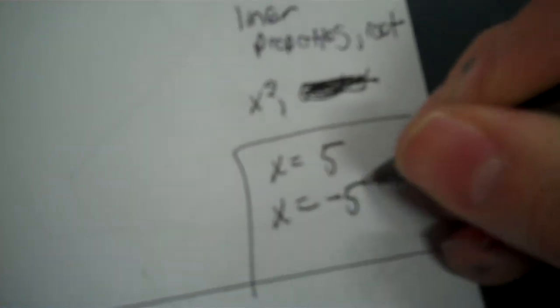Now put equals. 25's up there, isn't it? So just write 5. You don't make 2 square roots. Not square root of 5, it's 5, and then we could have a negative 5.